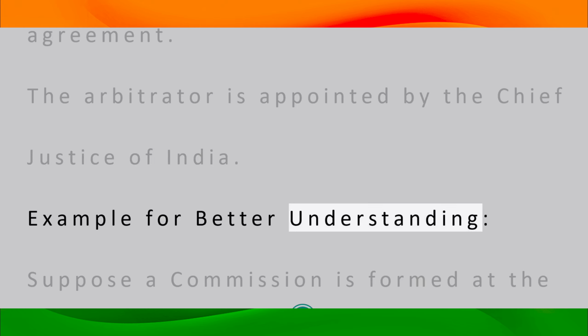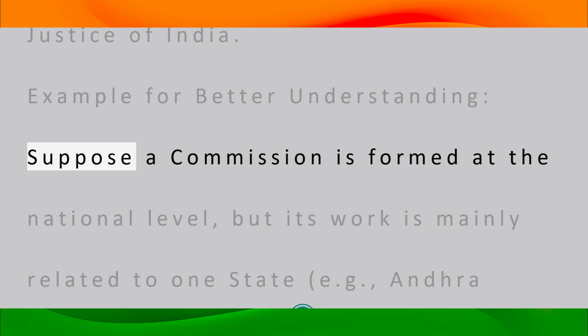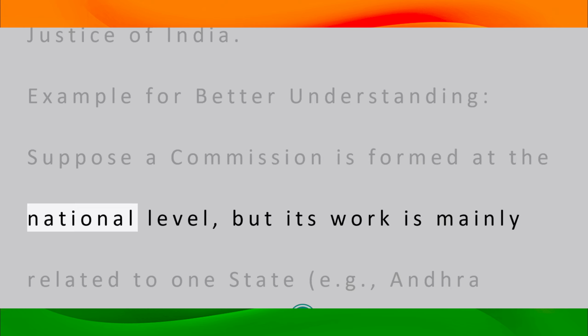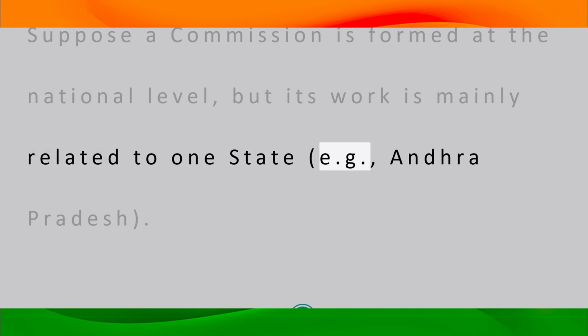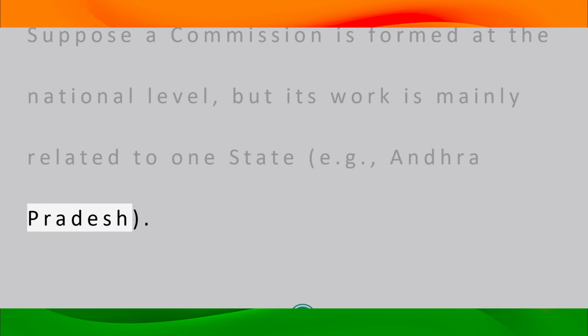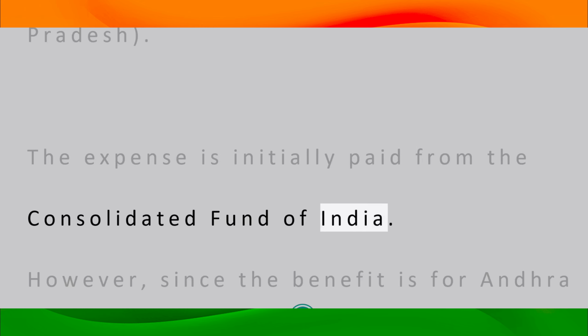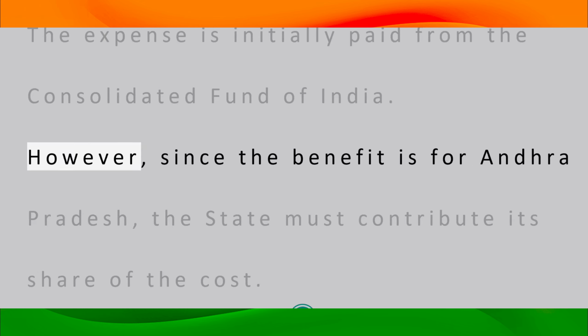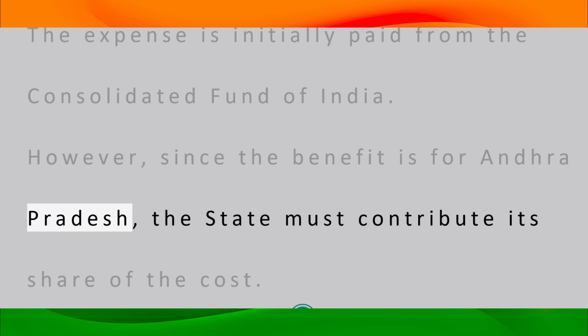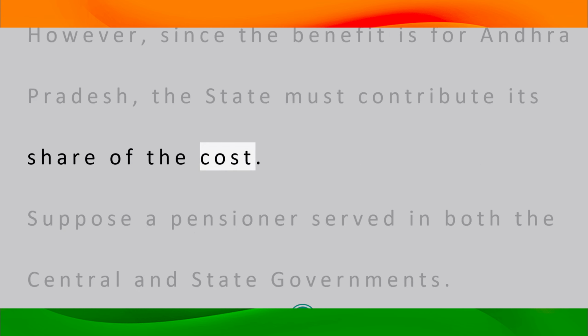Example for better understanding. Suppose a commission is formed at the national level, but its work is mainly related to one state, for example Andhra Pradesh. The expense is initially paid from the Consolidated Fund of India. However, since the benefit is for Andhra Pradesh, the state must contribute its share of the cost.